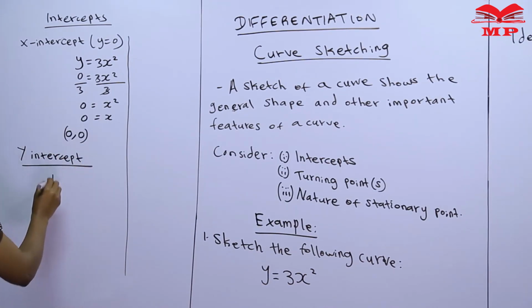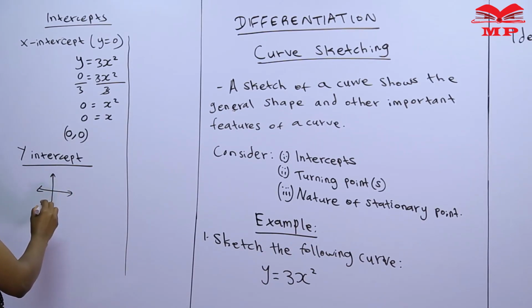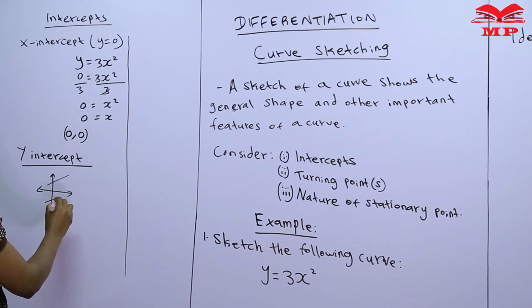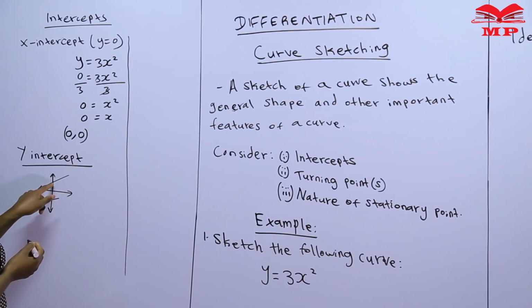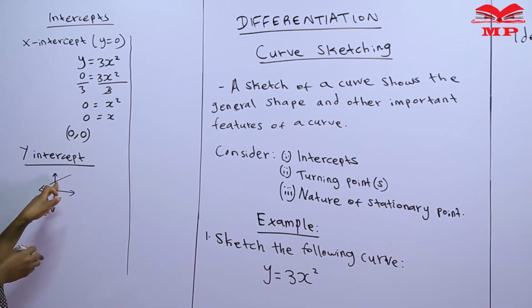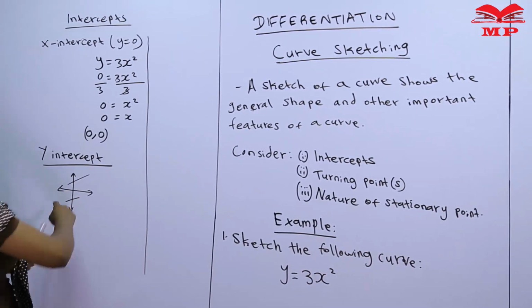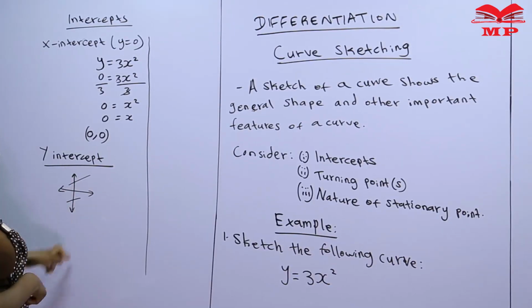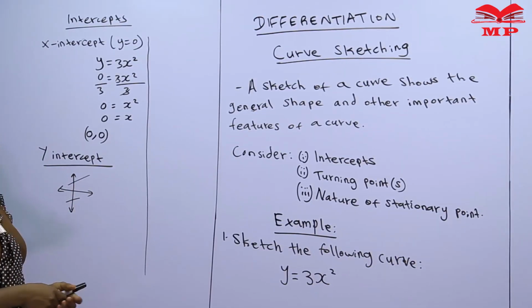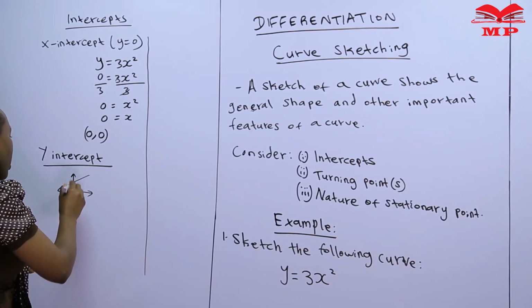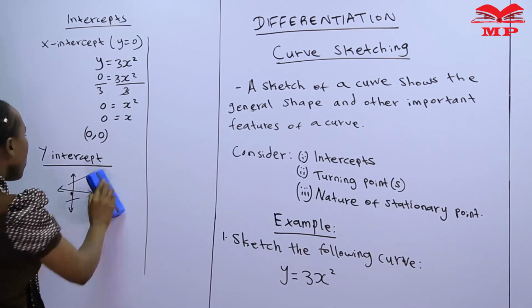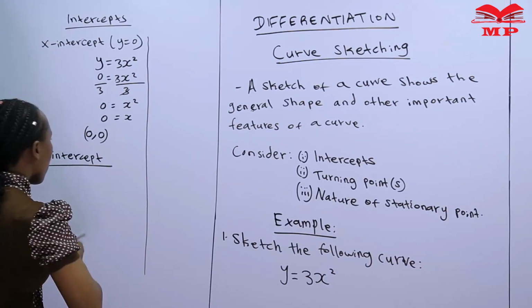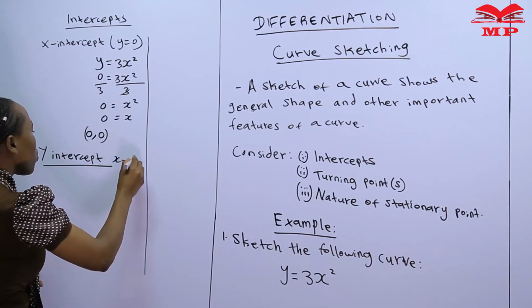Again, now we come and get the y-intercept. If we have our Cartesian plane, the y-intercept is any point where the curve cuts the y-axis, and therefore at any point on the y-axis the value of x is 0. So on the y-intercept, our x is equal to 0.